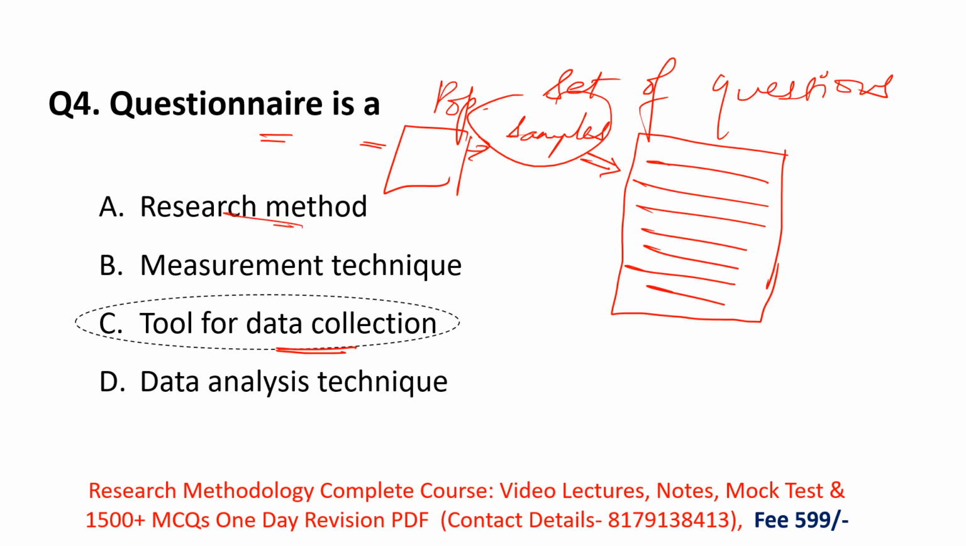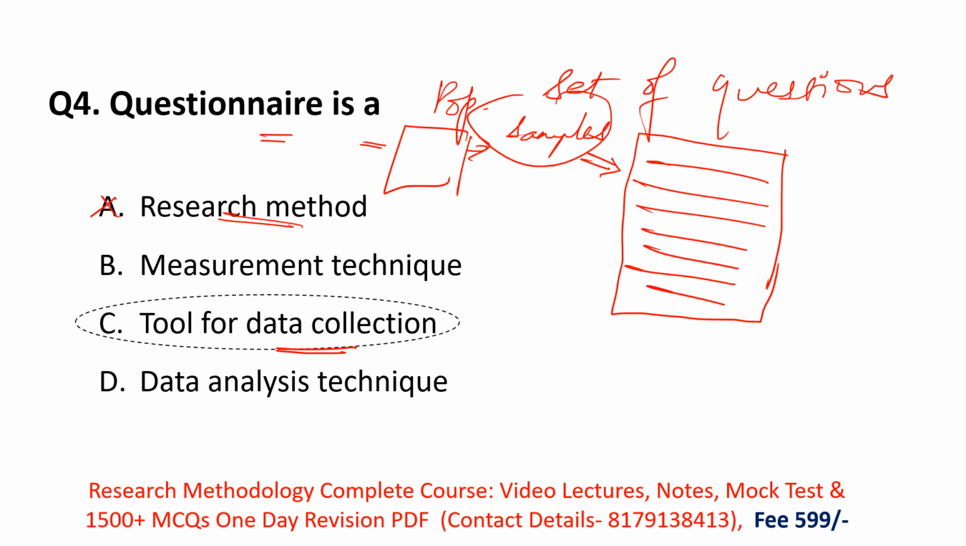Option A here is research method. No, a questionnaire is not a research method because it is a data collection tool, not a research method, because you are not doing a method, you are not analyzing something. That's why option A is the incorrect option.